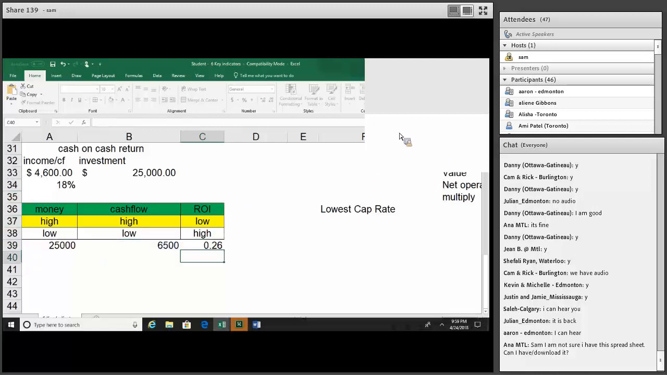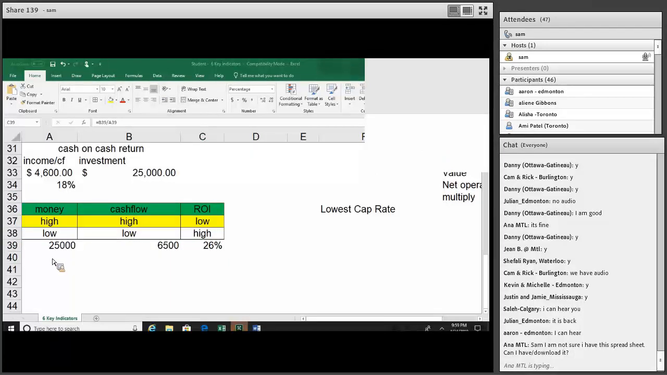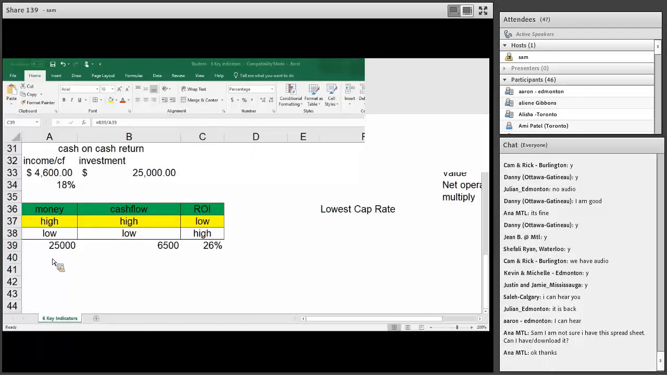Okay, and then we go, okay, well, I'll go back to the main sheet. You can download it, and we can look at it. If anybody needs it beyond that, no problem, I'll send it to you.